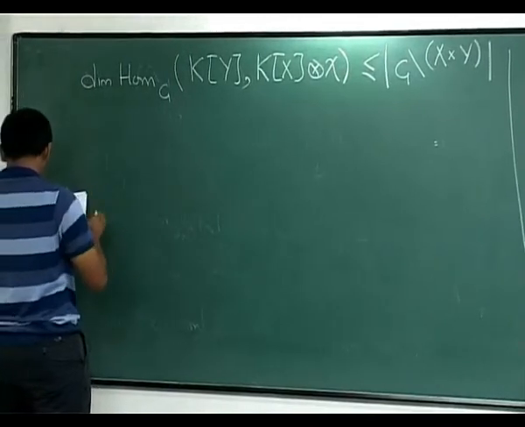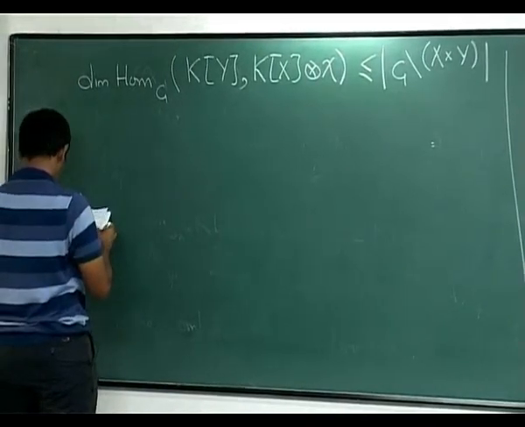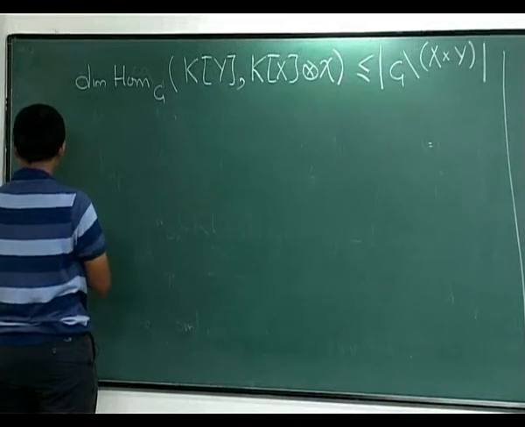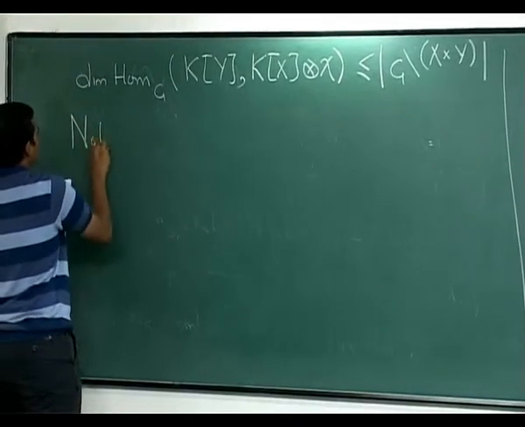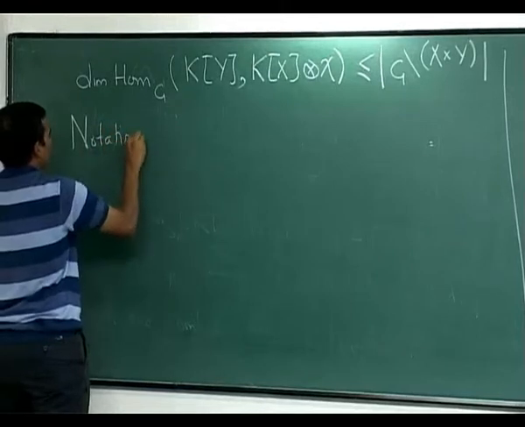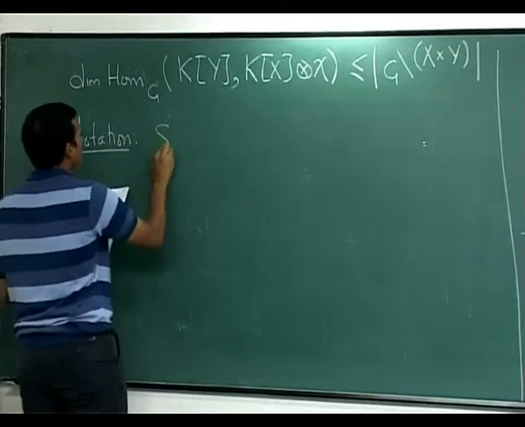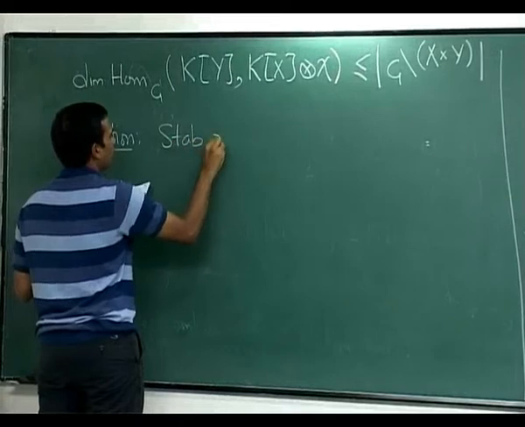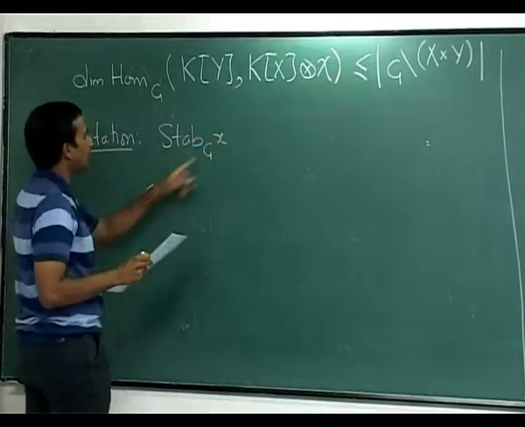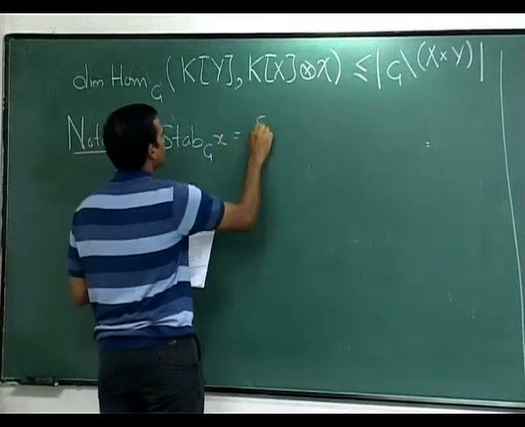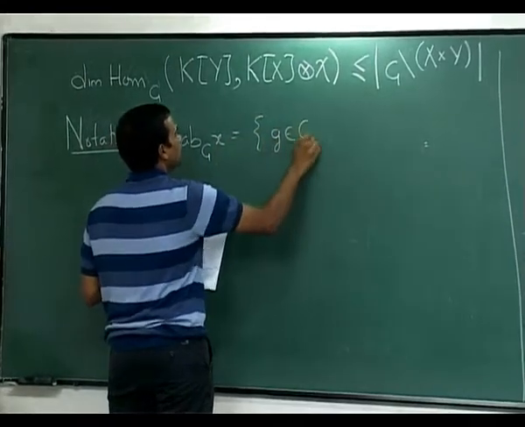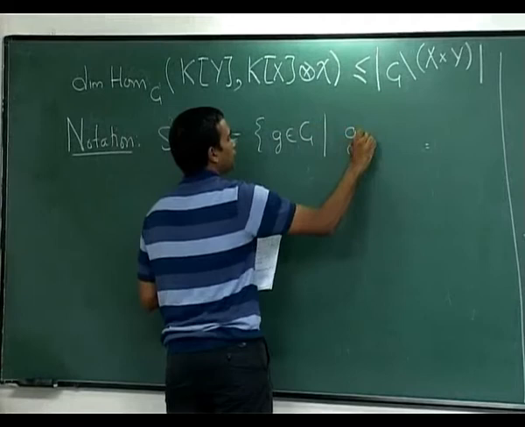Let me just introduce some notation here. So the stabilizer of x in the group G, where x lives in a G set, is the subgroup of elements of G which fix x.